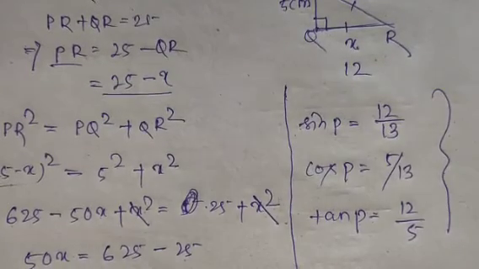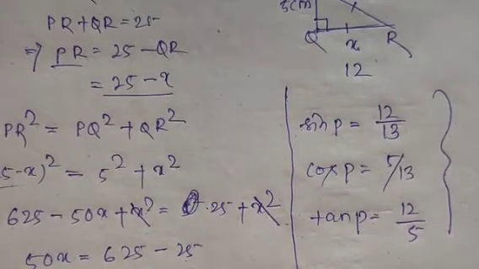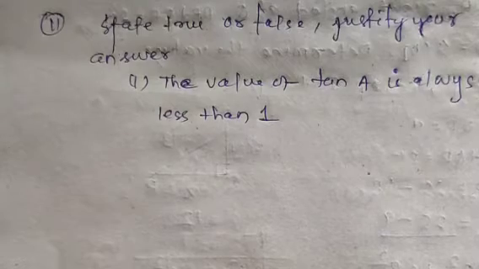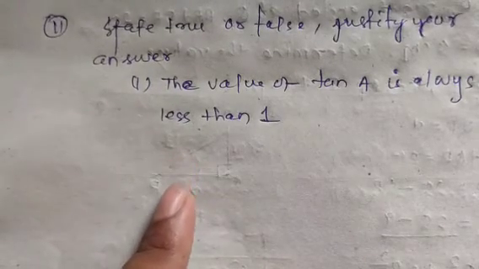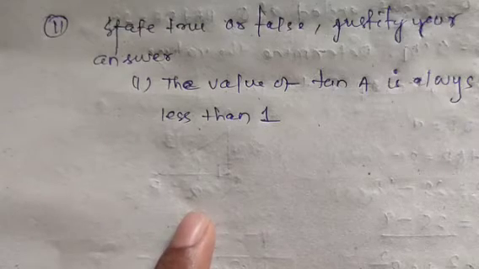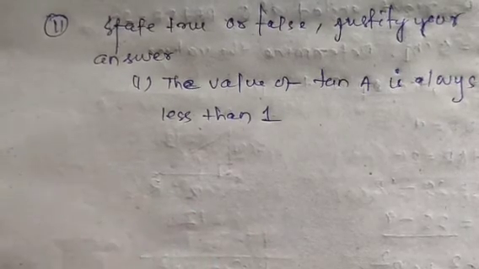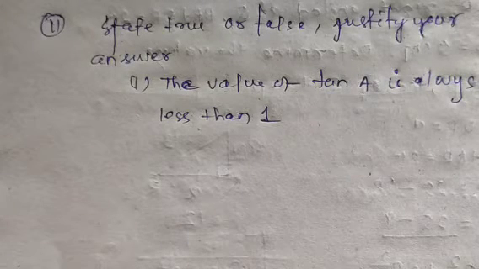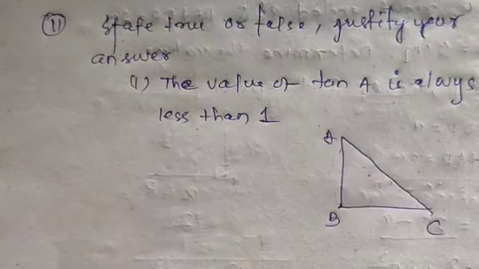Okay, this is all. We will discuss the question number 11. In question number 11, it is given: state whether the statement 'the value of tan A is always less than 1' is true or false, and justify your answer. We will discuss this question, and before that we have to draw a picture.